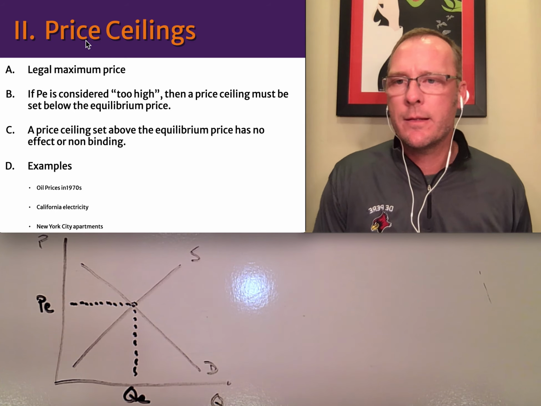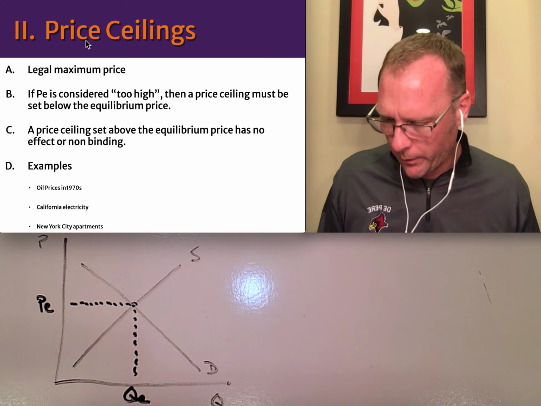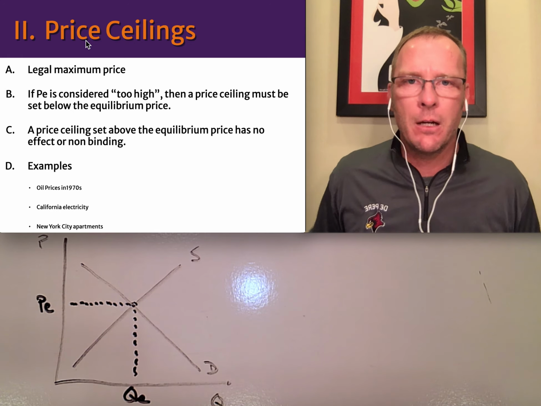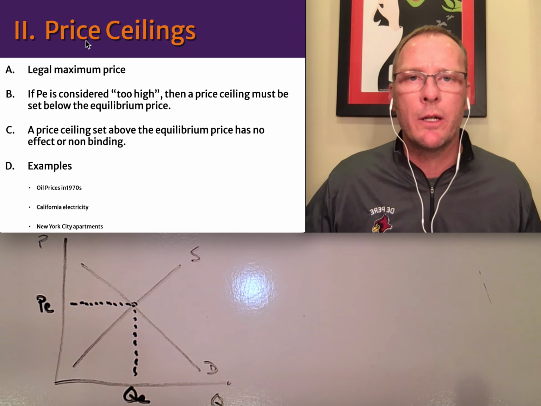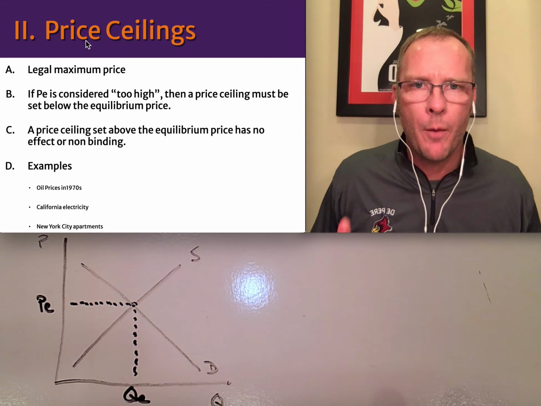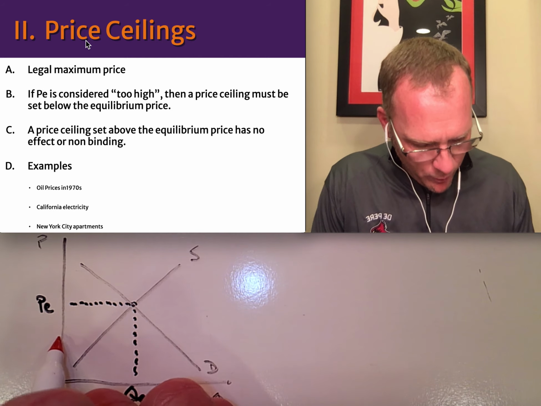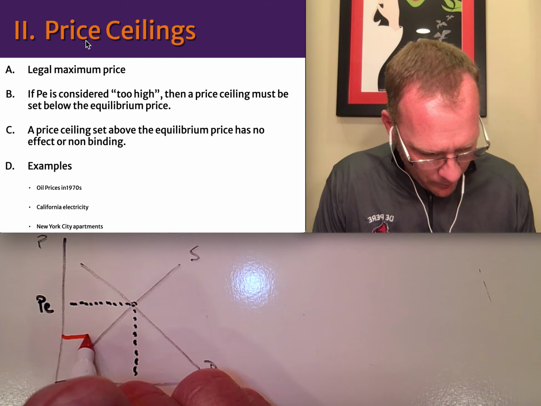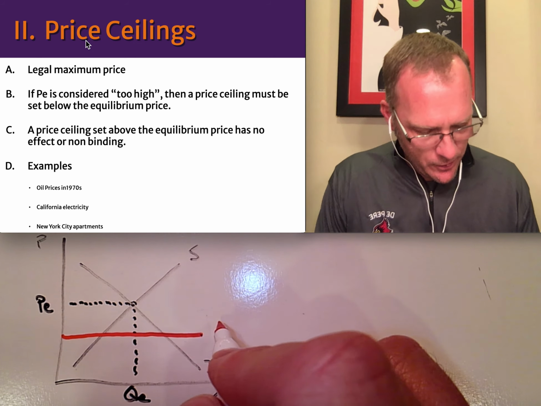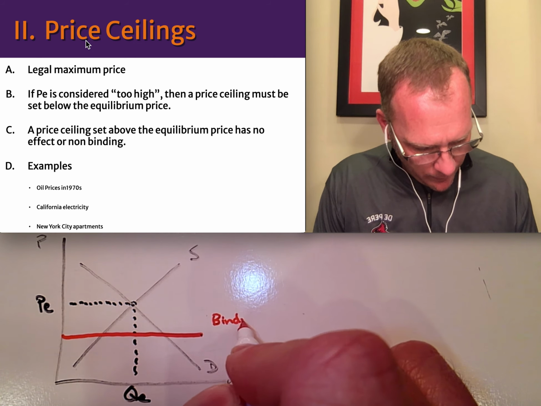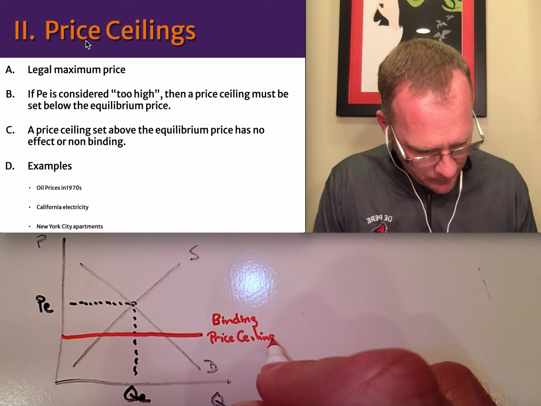Now, let's say that the price at equilibrium is just too high for some group of people, a disadvantaged group, a group that doesn't have whatever this is or deems this too expensive. We can put a price restriction on it, and that price restriction would be a price ceiling. If you put it below equilibrium, down here, that is considered binding. Binding just means it's working. So this is a binding price ceiling.